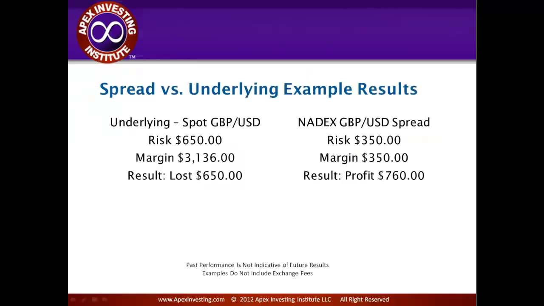If we compare the two together, you lost $650 on the spot. You only risked $350 on the Nadex pound dollar. You put a margin up of $3,000 on the spot trade. You only put a margin of $350 up on the Nadex pound dollar spread. You lost $650 on the pound dollar because you did the spot trade, but since you did the Nadex pound dollar spread, you actually would have resulted in a profit of $760.